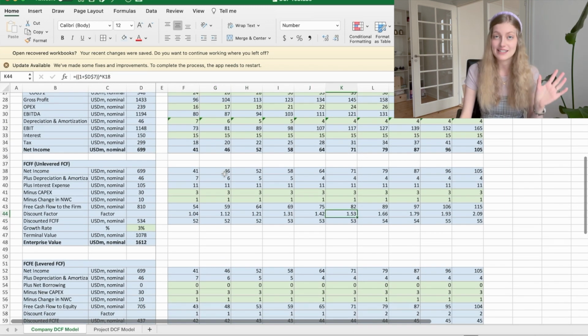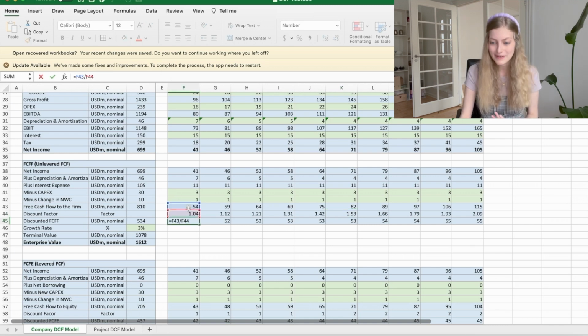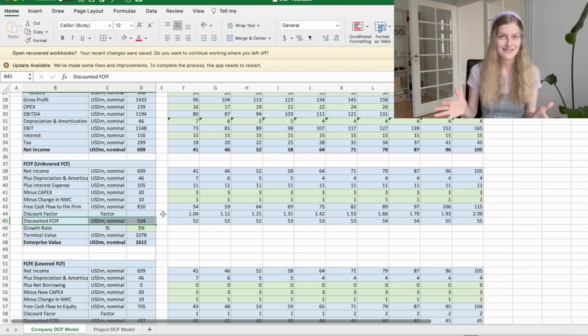And then the way we discount our cash flow is, of course, we take our cash flow up here and then we divide it by the discount factor. And we do that across the entire period. And then over here, we have the sum of all our discounted cash flows. And that's basically what we've been after this entire time.